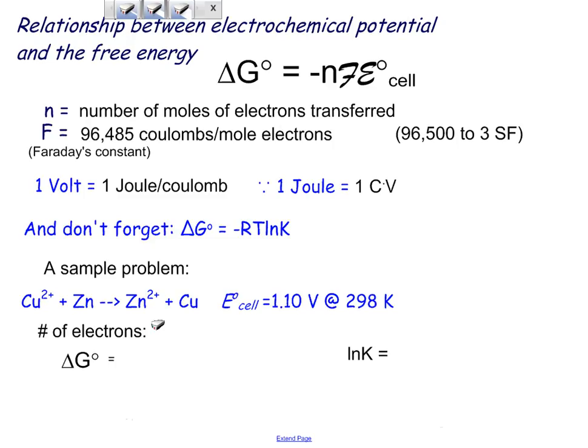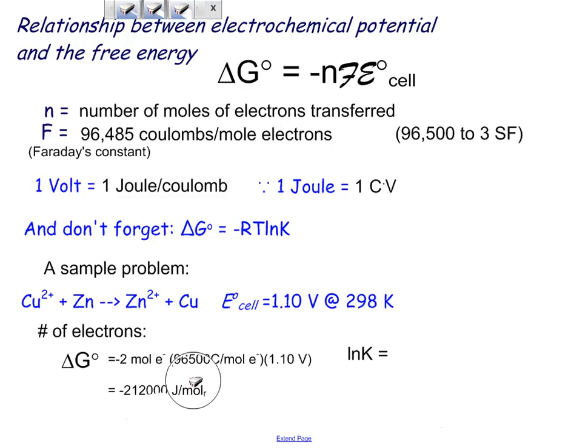This is one of the cells that you did in lab, a copper ion copper cell and a zinc ion zinc cell. We measured the electrochemical potential, and at 298 Kelvin, it is 1.10 volts. So if I'm going to figure out delta G, I'm going to plug it in the equation at the top. So I have a negative sign and 2 electrons transferred because I go from 2 plus to 0 and 0 to 2 plus, times Faraday's constant, times the voltage.